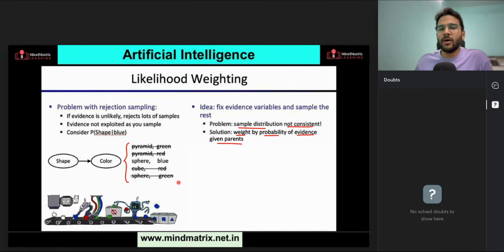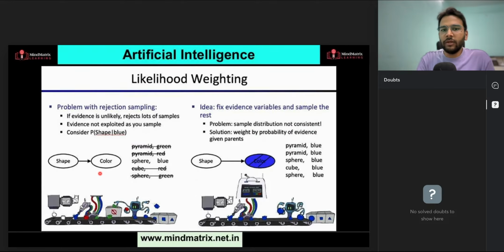So far, if you carefully see this, now we are going to have this kind of sample where we are fixing the color, because we are only interested in where the color is blue. Based on the evidence, we are fixing that evidence variable, and then we are sampling out the rest. Now if you carefully observe, we have all those samples where the color is already blue and the shape is maybe pyramid, sphere, cube, and sphere. Are you getting this point?